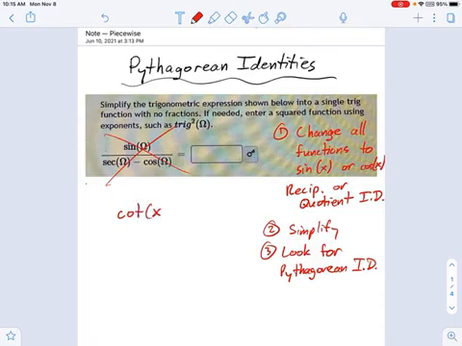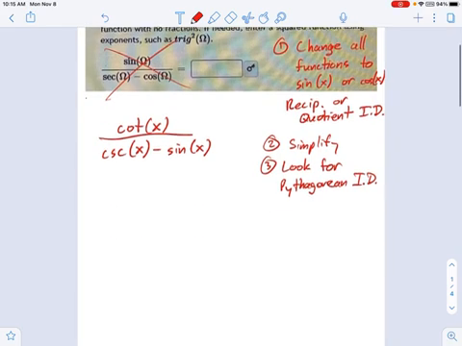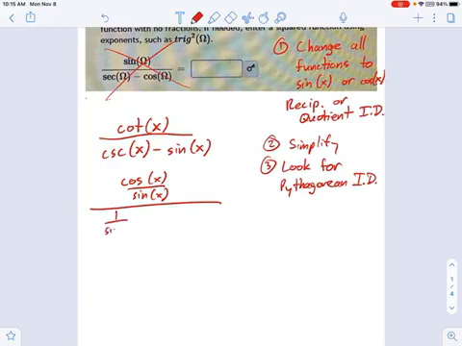cotangent of x divided by cosecant of x minus sine of x. Okay, cotangent on top, cosecant minus sine on bottom. And we're going to follow these same steps. So on top, what I have is cosine x divided by sine x, all divided by, now cosecant is 1 over sine. Okay, that's my reciprocal identity. 1 over sine minus sine of x.